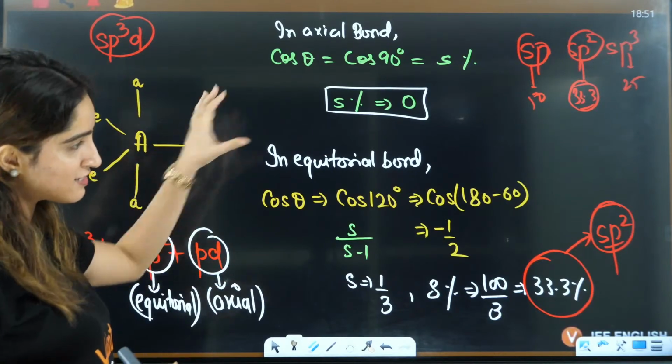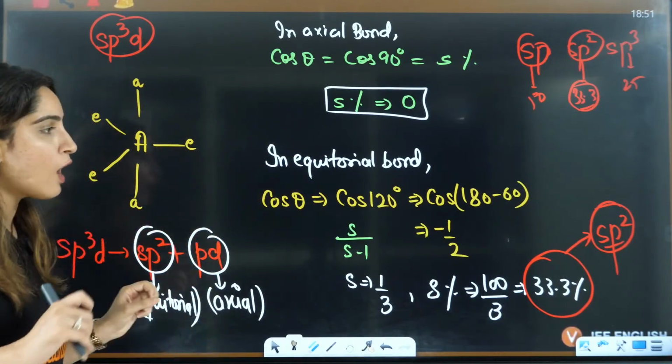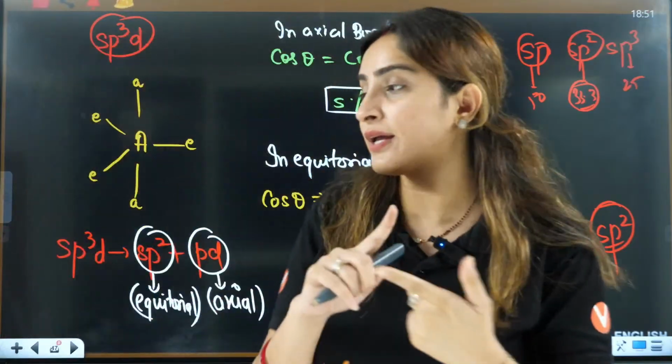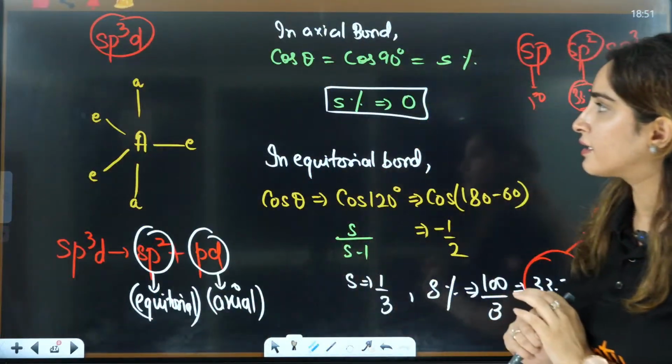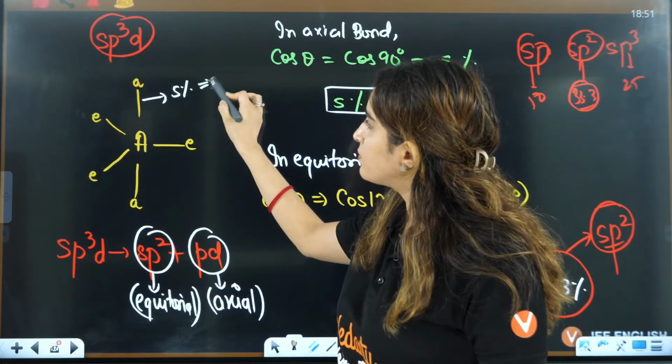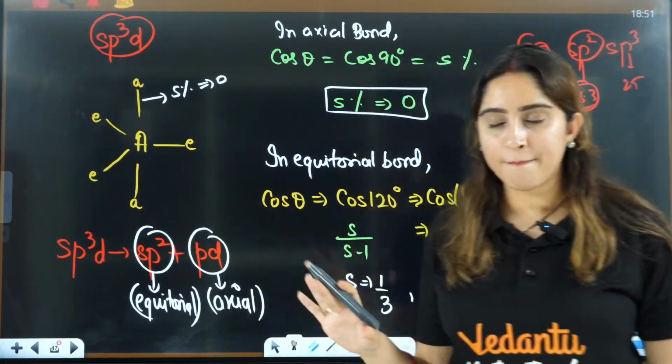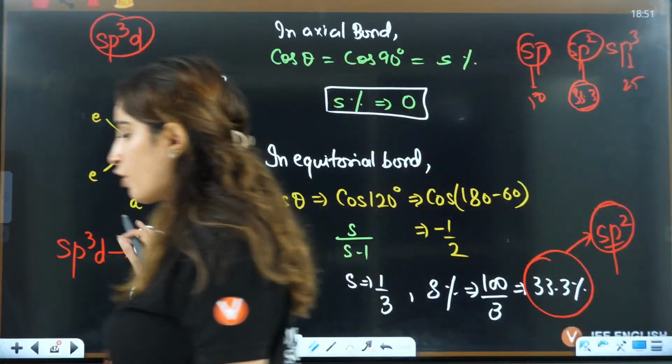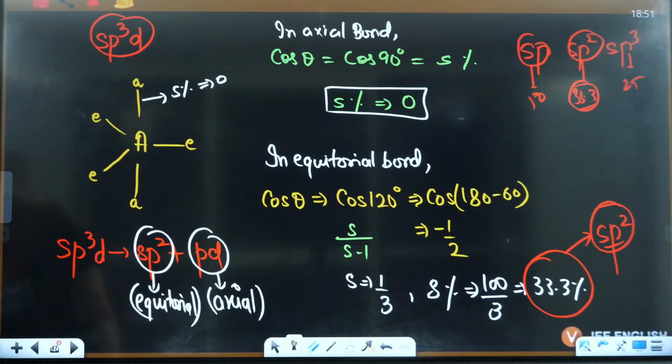So you can understand this both ways: how, when we calculate the percentage s character from the angles, on axial the s percentage is 0, right? Okay, are you able to understand this thing or not? Yes, everybody, tell me if that thing is clear to all of you or not.